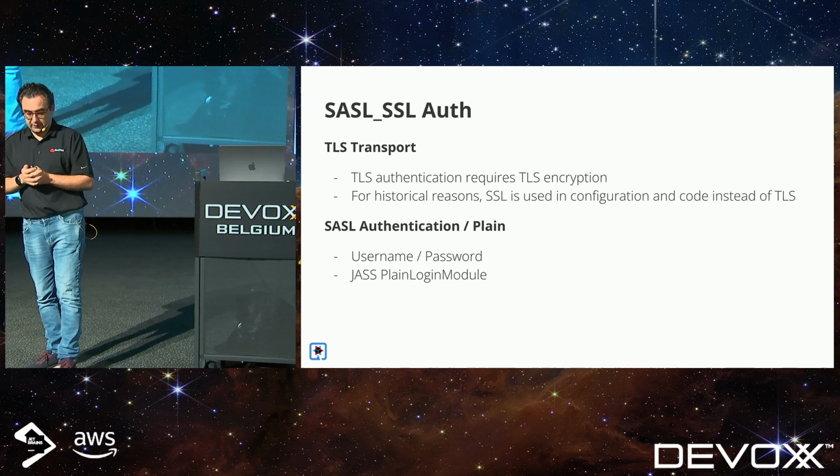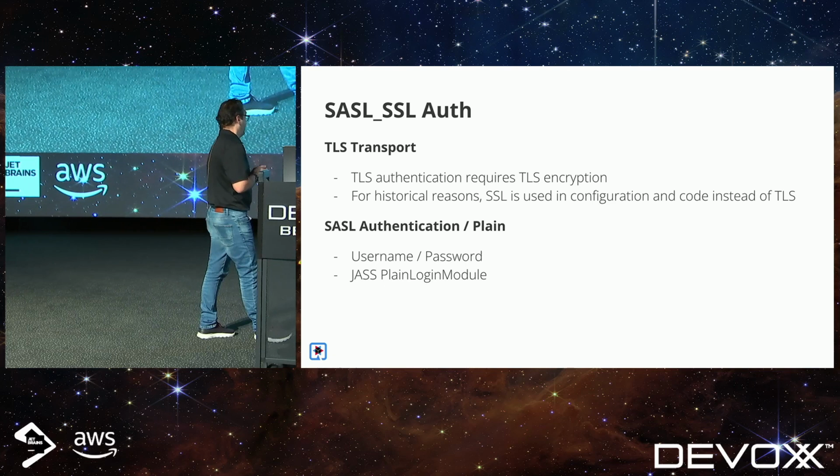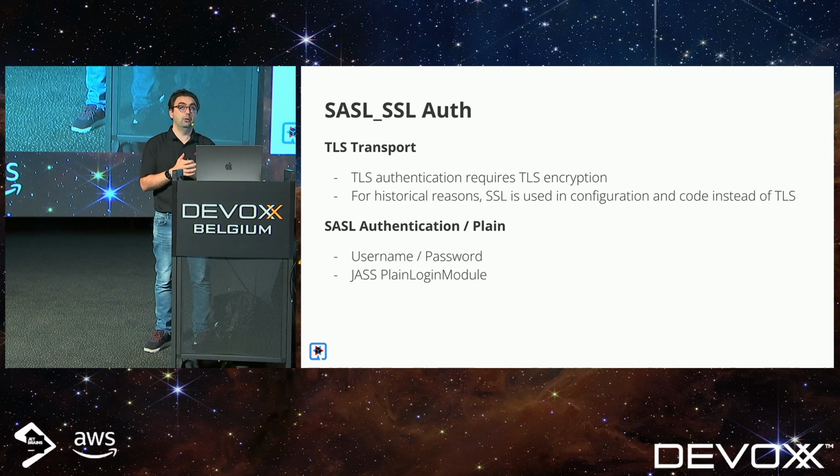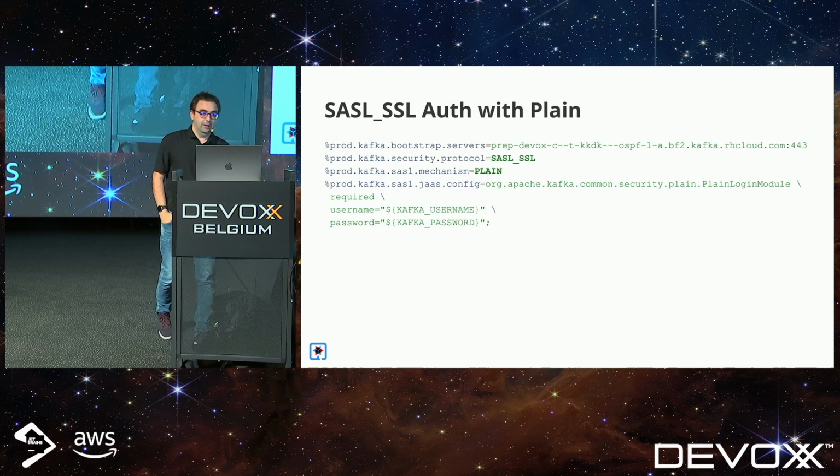How to do that in Java is to use a JAAS configuration, so the plain login module, which is an interesting way to configure, because by default, the first time you do this, you will have a problem. It won't work. Why? A space. You're missing a space, or you have an extra space. It's like YAML, but before YAML.